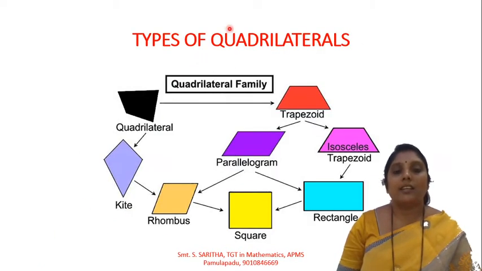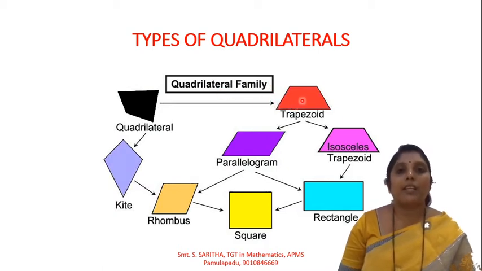Let us see the quadrilateral family. From the quadrilateral, a trapezoid is formed. Trapezoid or trapezium. Also, a kite is formed. From the trapezoid or trapezium, a parallelogram and isosceles trapezium are defined. From parallelogram, a rhombus and a rectangle are defined. From rhombus as well as rectangle, a square is defined. Now, let us discuss the family of the quadrilaterals in detail.